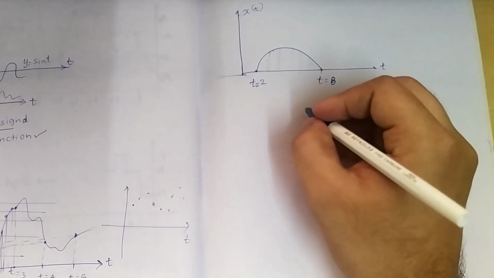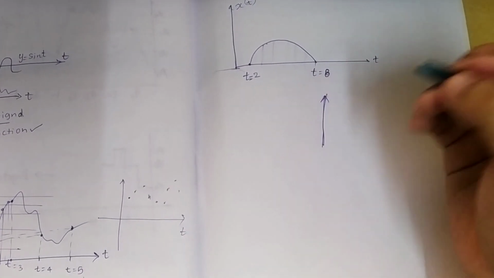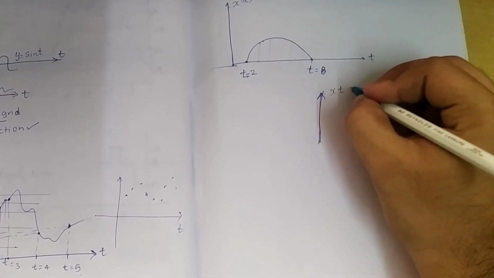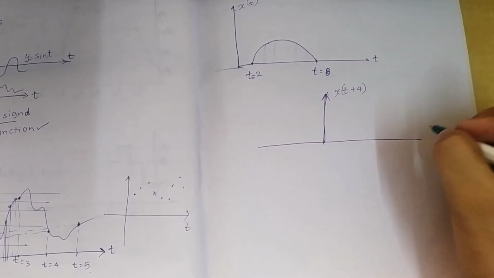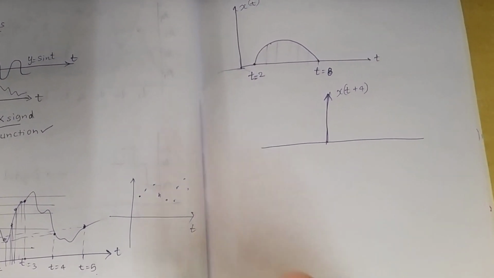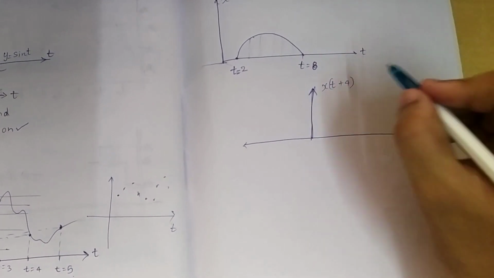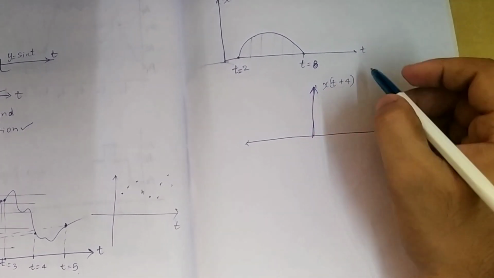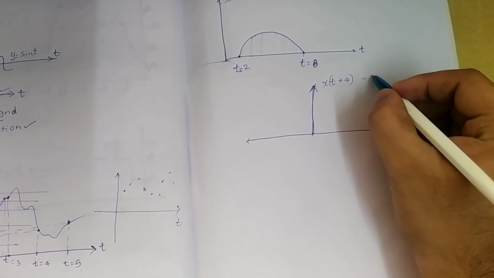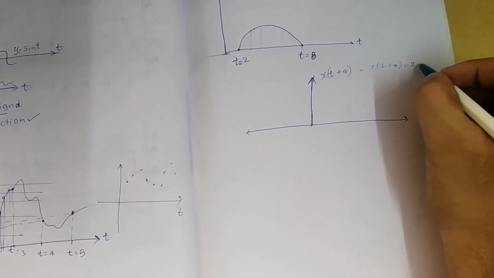Now someone is asking me, what will be x of t plus 4? If x of t is this, what will be x of t plus 4? That is again very simple. Now suppose t is equal to 2 seconds. You will put 2 here. So if you put 2 here, it will be x of 2 plus 4, which is x of 6.